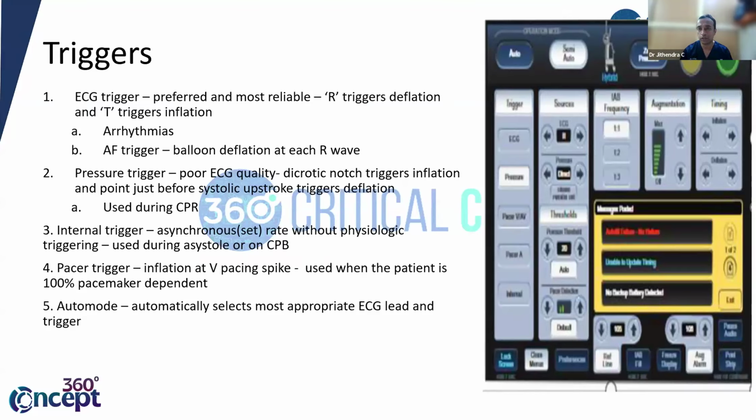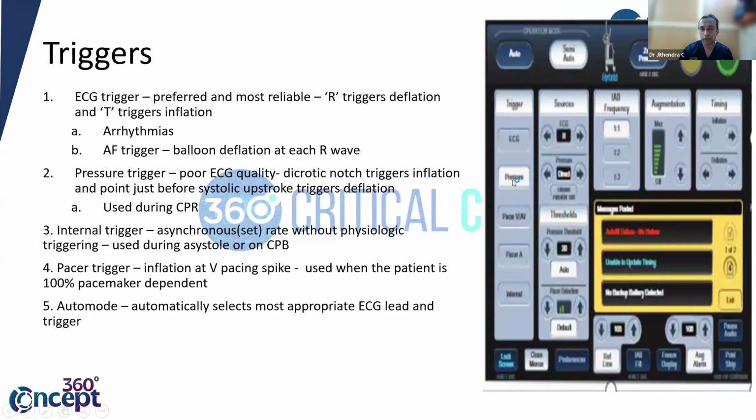You can see on the console you have various settings which you can make. There is an auto mode and a semi-auto mode. Auto mode is completely done by the machine itself. Semi-auto is where you give some input and the machine will do the rest. Other than that, you have standby and start. Apart from that, the most important thing you should know is your trigger. I told you what the trigger is. Trigger is what starts the inflation in the IABP balloon. The common ones are your ECG.